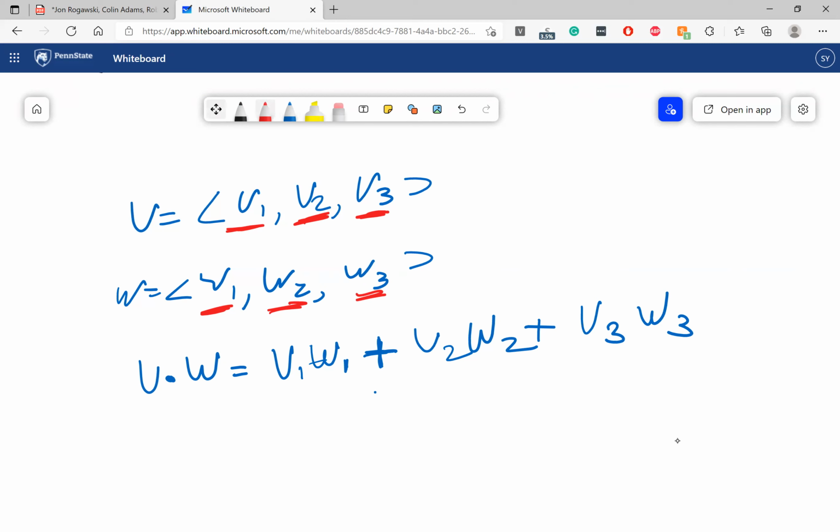Because you start with 2 vectors from R3, and then you put another thing from R3 and you get a number from R. So it takes 2 vectors and it gives you a number. That's what you want to remember.